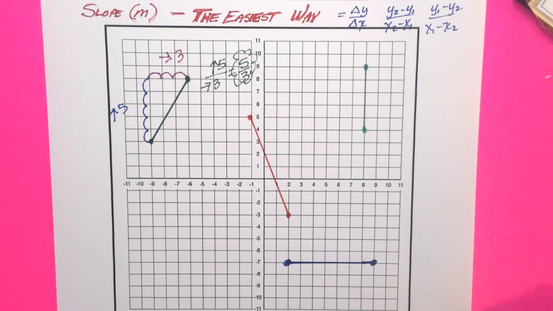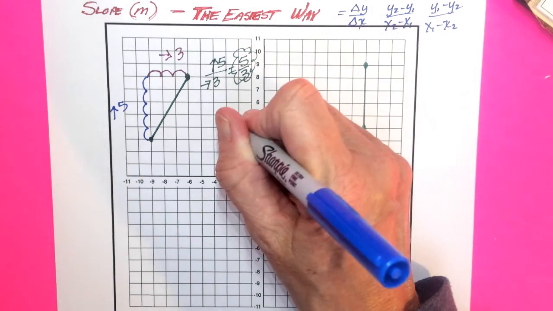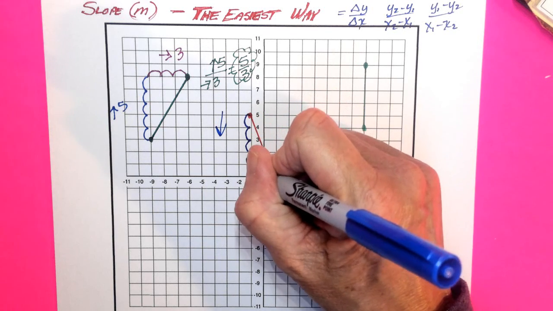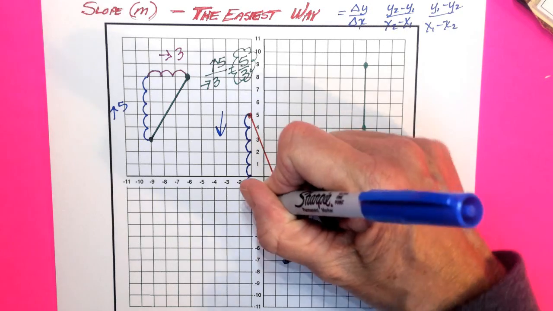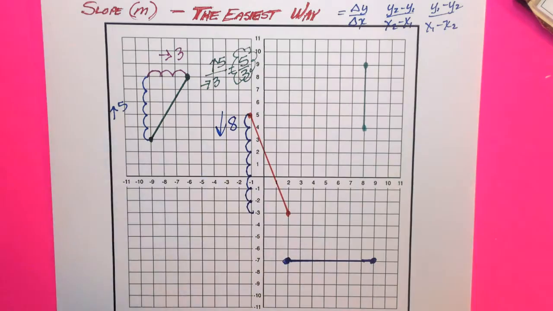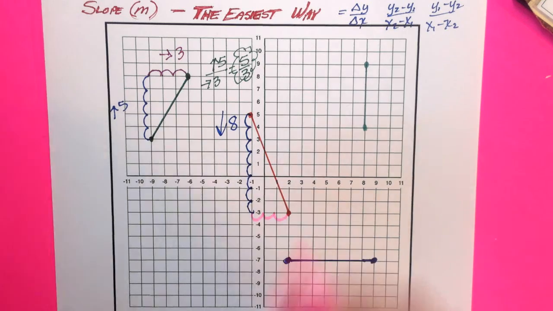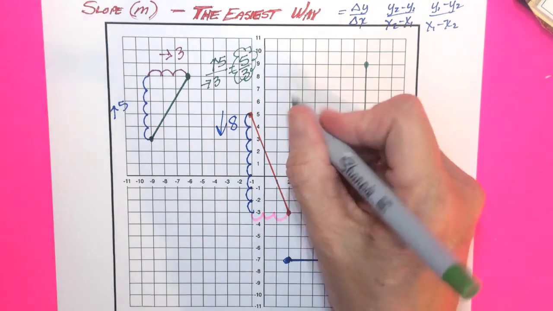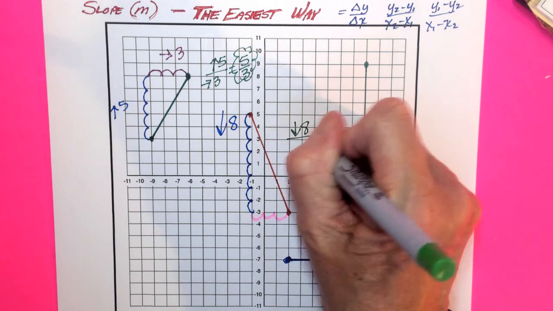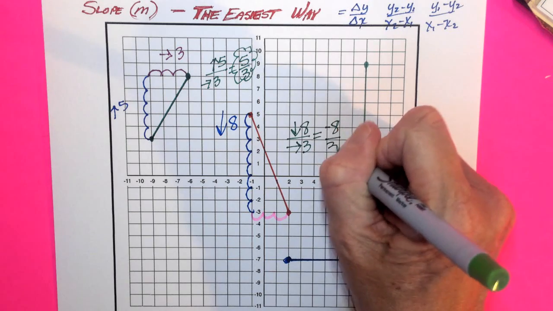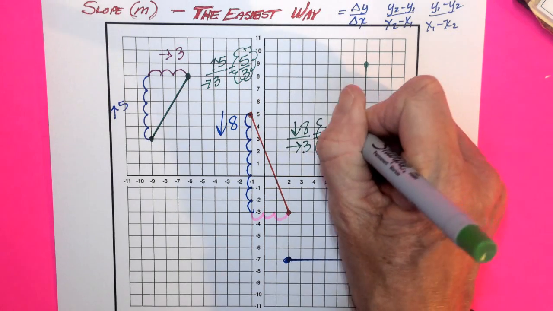Let's try another one. How about the red line in the middle of the page? How far down do we have to come? 1, 2, 3, 4, 5, 6, 7, 8 units down. How far over would we need to go? 1, 2, 3. So that means the slope of the red line is represented by down 8 and over 3. Down is a negative value, over is positive, so your slope would be negative 8/3.